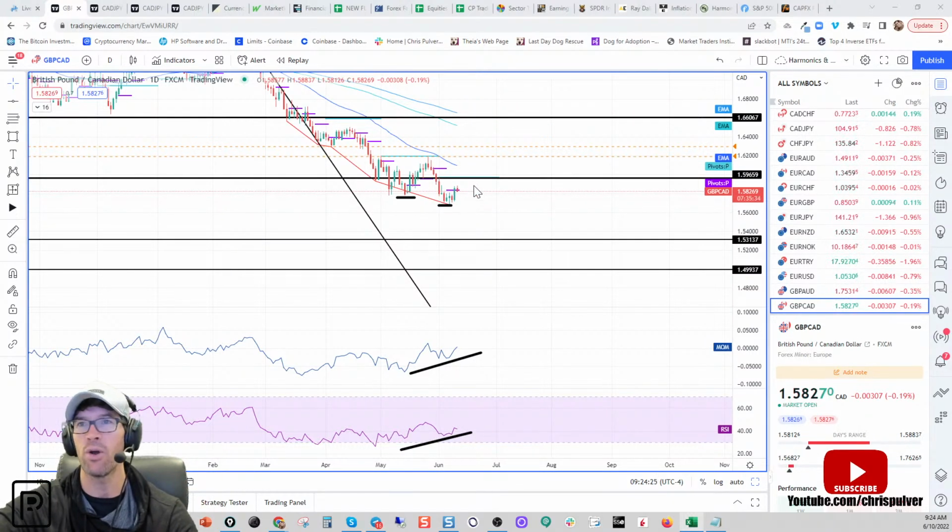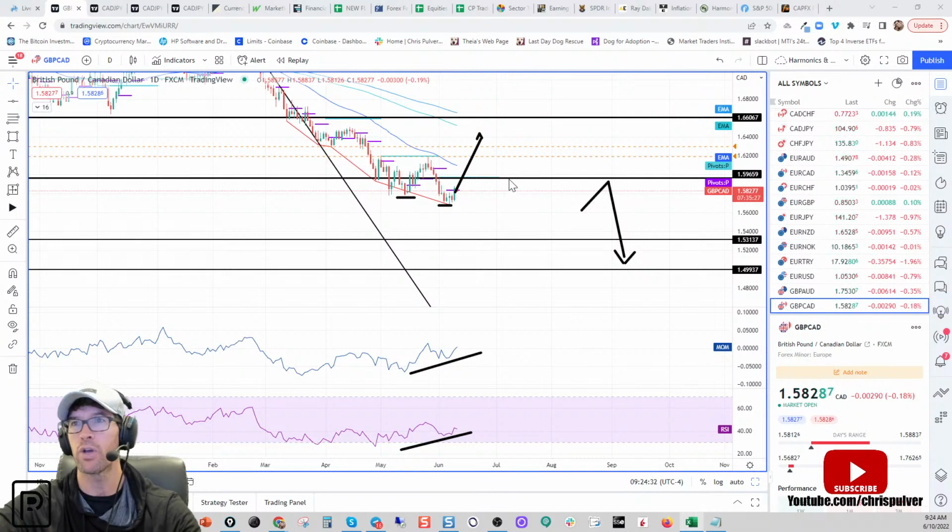I do think that oil needs to peak and drop. If oil peaks and drops, then Pound CAD should go higher, at least for recovery. Okay, Euro CAD should go higher for recovery.